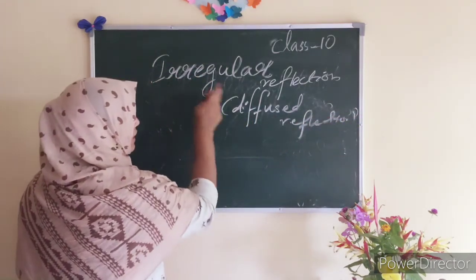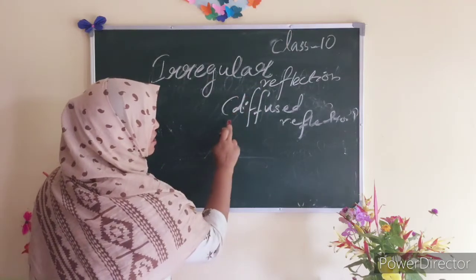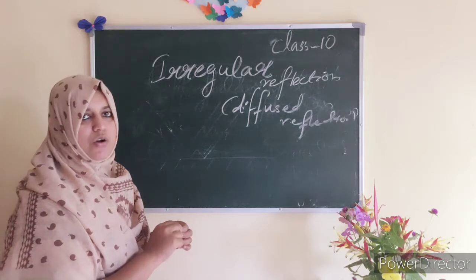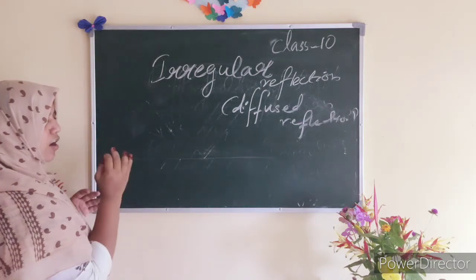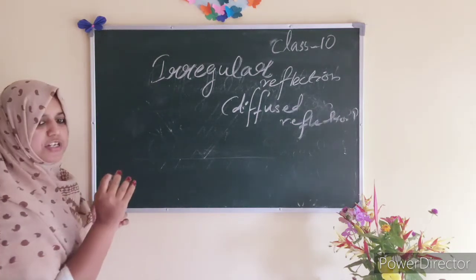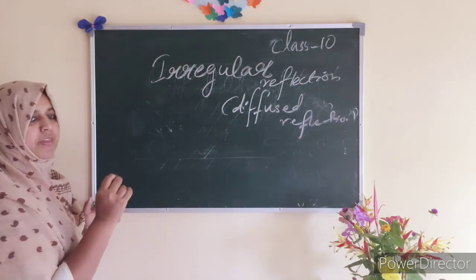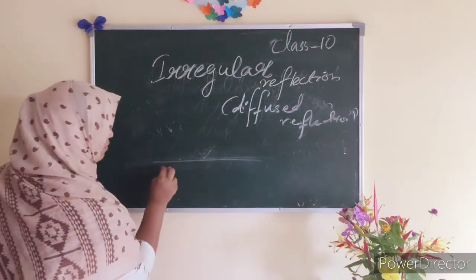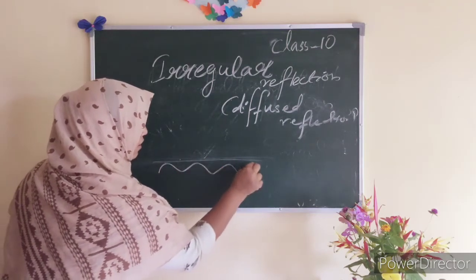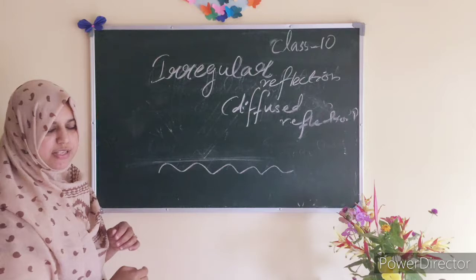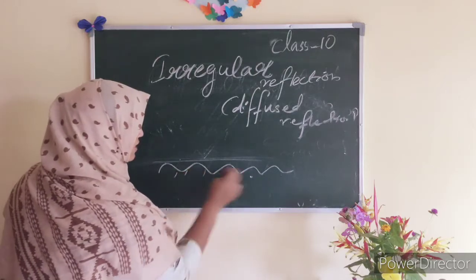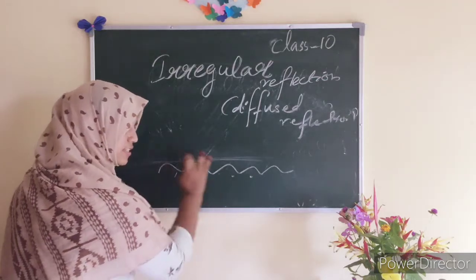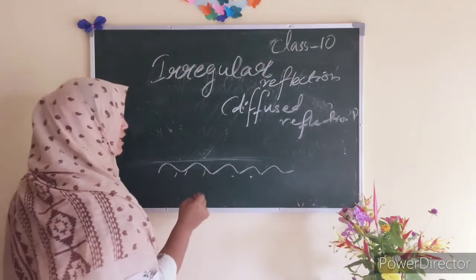Diffused. Another name for irregular reflection is diffused reflection. Now I am showing you how this irregular reflection happens. First of all, I want to draw a rough surface. This is not a smooth surface, not a polished surface. This is a rough surface, not polished.